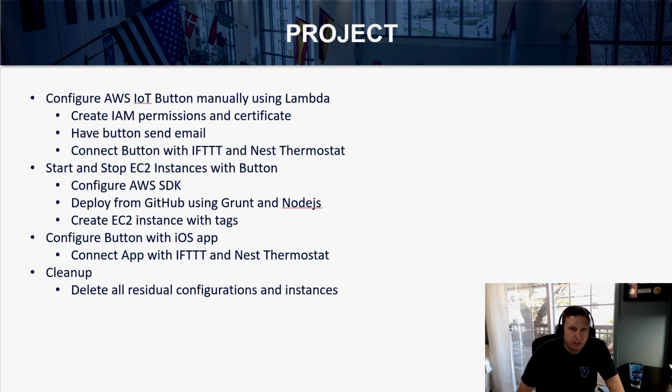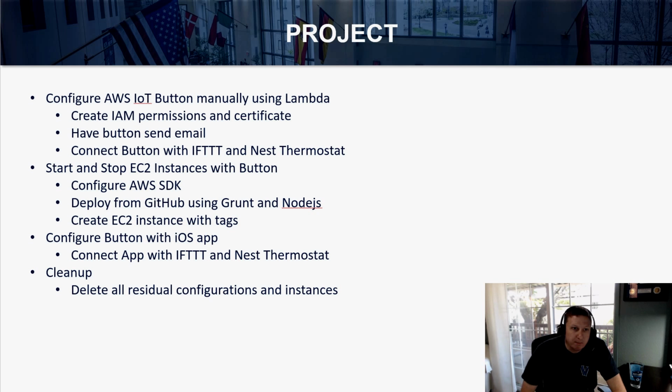So for the project, what I'm doing is configuring an AWS IoT button with Lambda functions. I'm essentially doing this in three different parts. I have this AWS IoT button right here that you can purchase from Amazon for about $20, and you can have it do certain actions. You can push the button once, twice, or hold it down for about 2 seconds to perform three different actions. So you can have the button do three different things. So I'm doing a few things here.